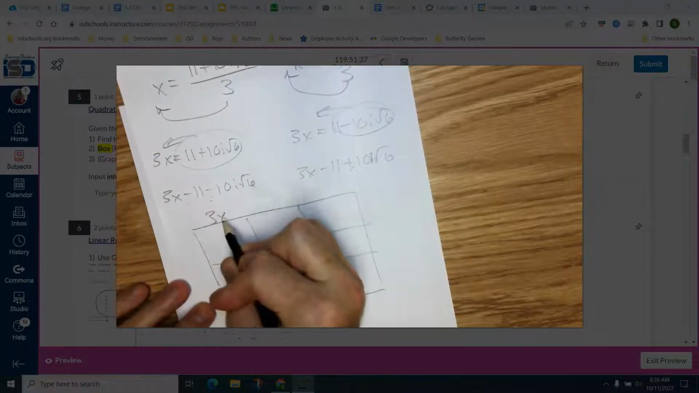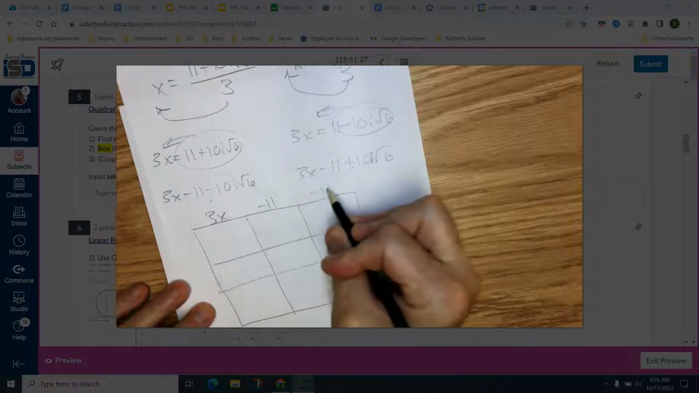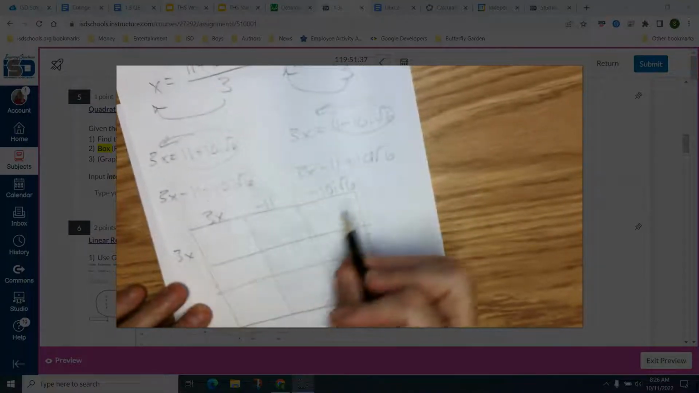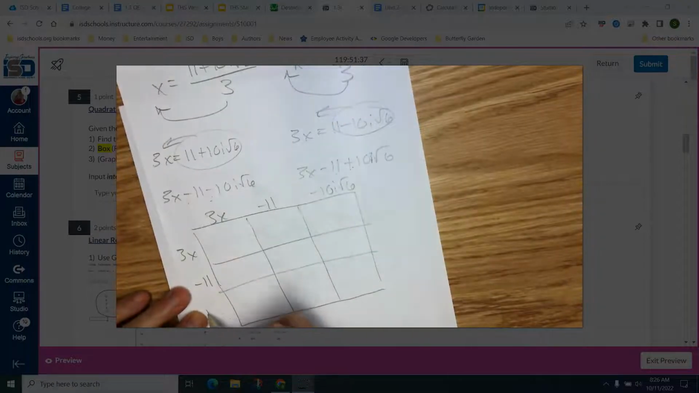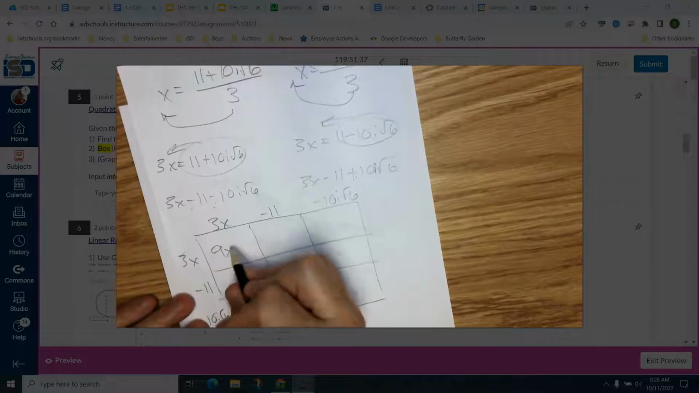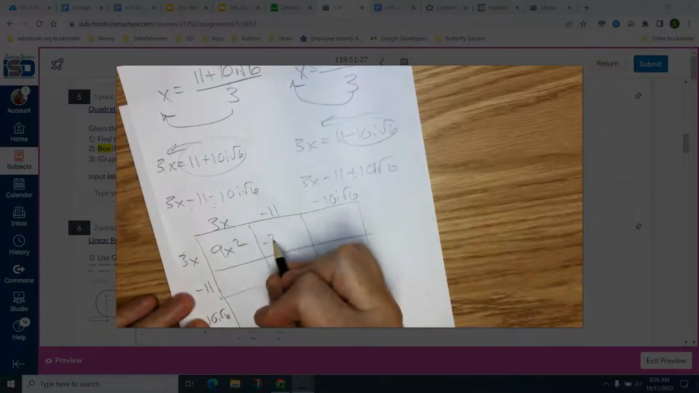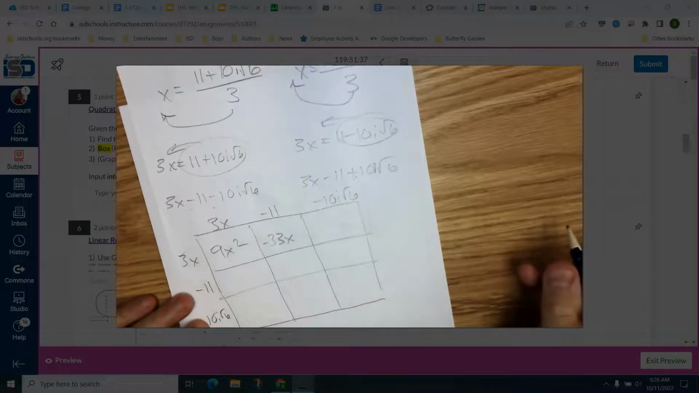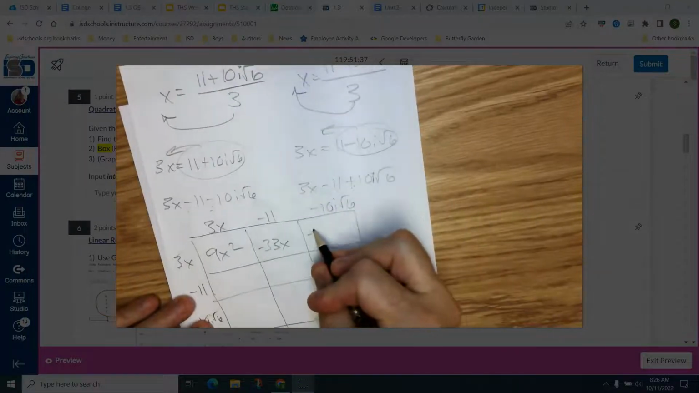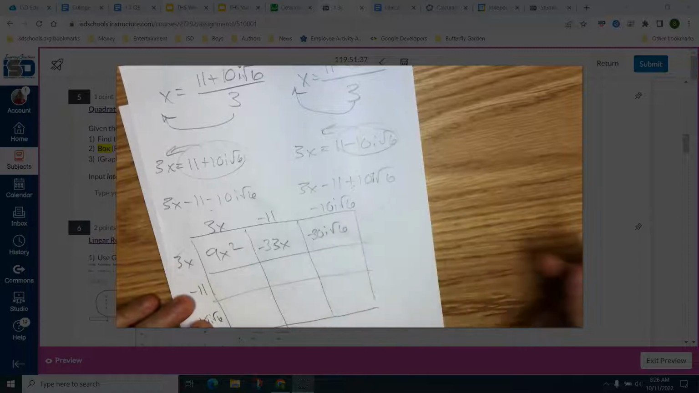It doesn't matter what goes on top. Okay, and then I have 3x, negative 11, 10i radical 6. All right, 3 times 3 is 9, so that's 9x squared. Then I have negative 33x. And then 3 times negative 10 is negative 30i radical 6.